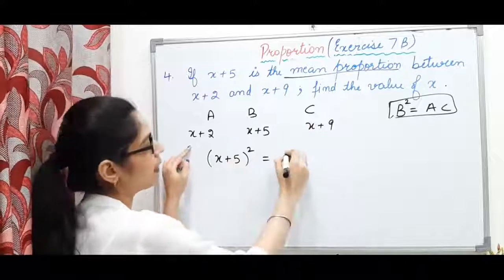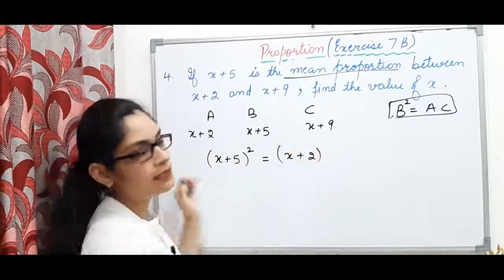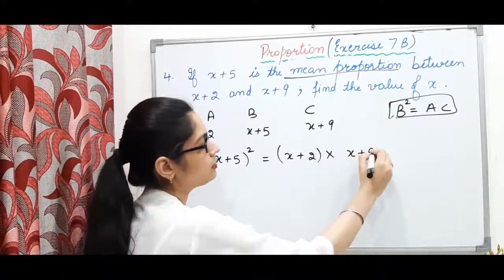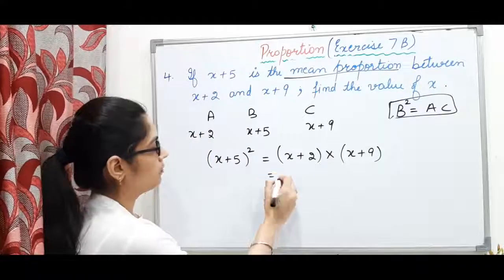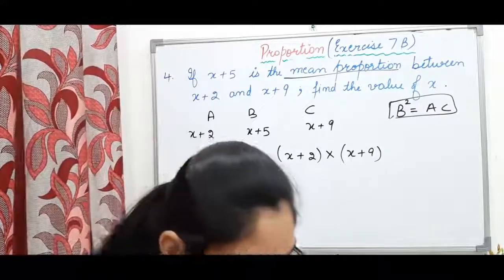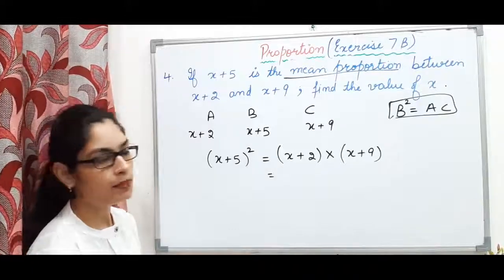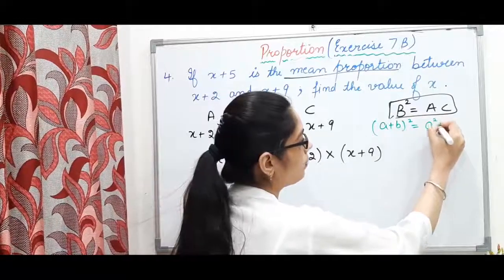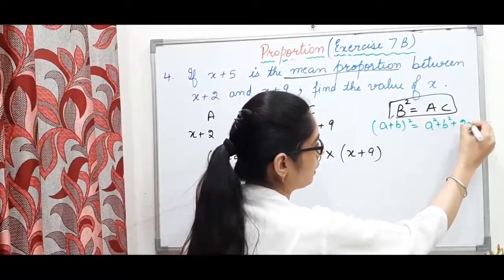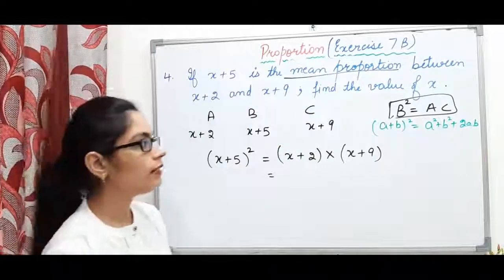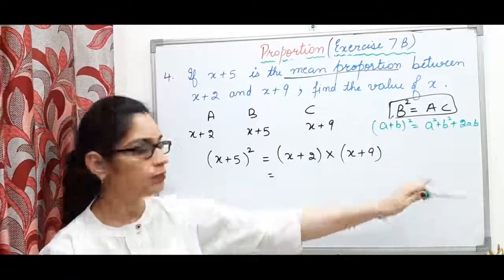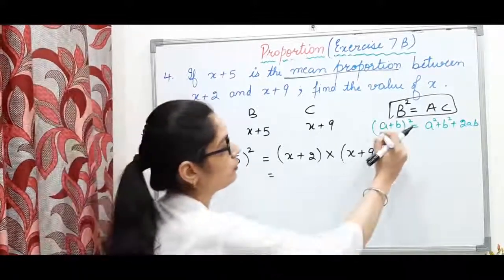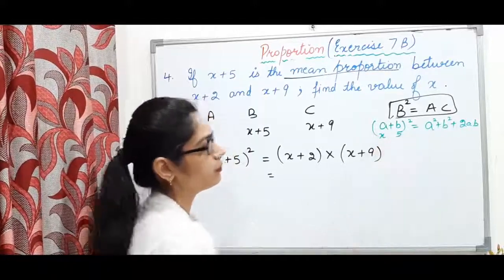A is x plus 2. AC means A and C, they are getting multiplied. So, A into C is x plus 9. Whole square, we have identity. So, that identity we can use: A plus B whole square is equals to A square plus B square plus 2AB, 2 into A into B. In smaller classes we have learnt this identity. So, this we will use here because x is our A and B is 5. So, I will write x is A and B is 5.